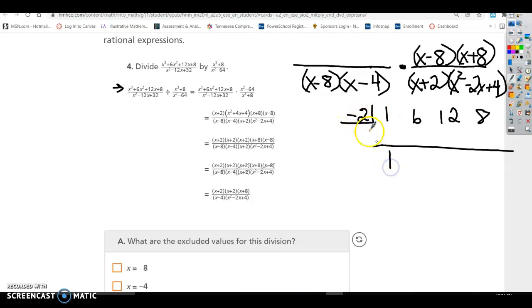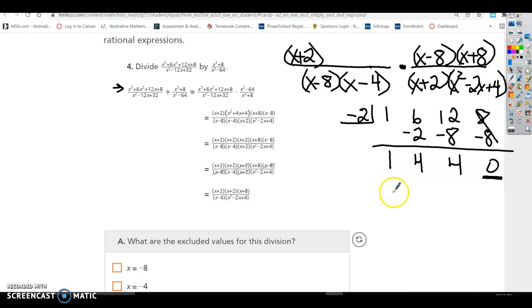My 1 drops down. Negative 2 times 1 is negative 2. I'm going to add, multiply, add, and multiply. And that cancels and gives me 0. If my remainder is 0, that means this is a factor of that polynomial. So we know that x plus 2 is one factor. And if x plus 2 comes out, we're left with 1x squared plus 4x plus 4. And this is my other factor.